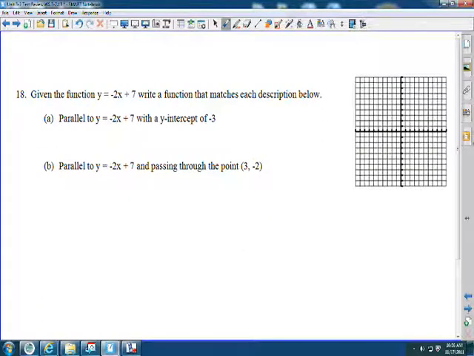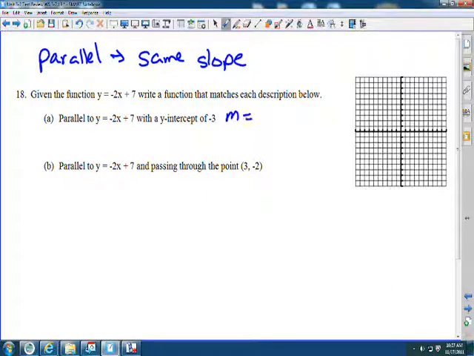Here's the next one. It asks us to write an equation, write a function that is parallel to this one and has a y-intercept of -3. Remember when they are parallel, what do they have? They have the same slope. So I know that my slope is -2. And there's my y-intercept. So my equation is y equals -2x minus 3.